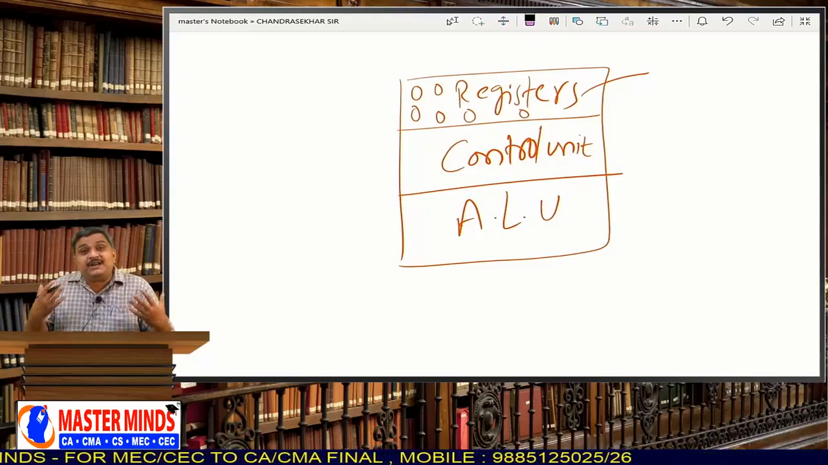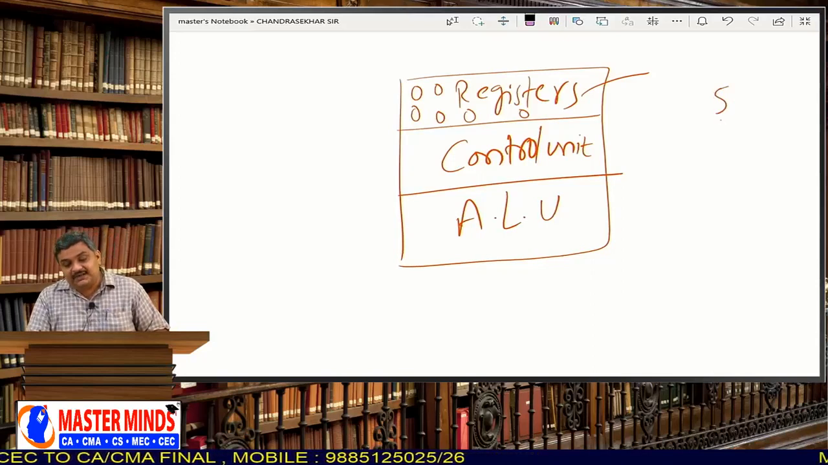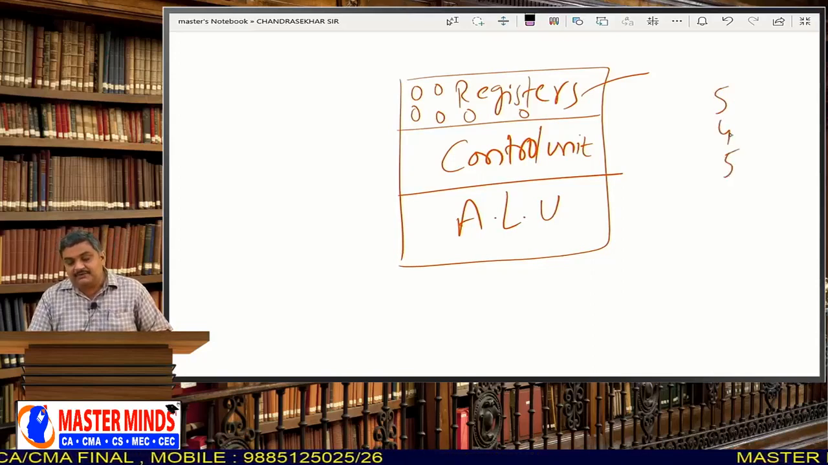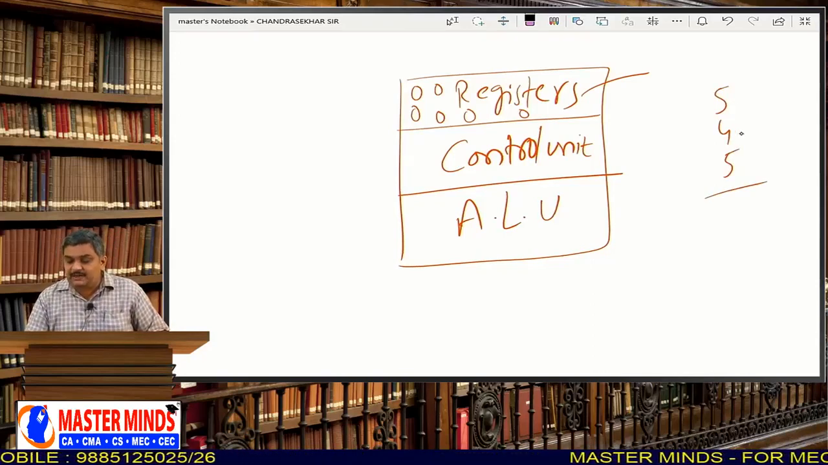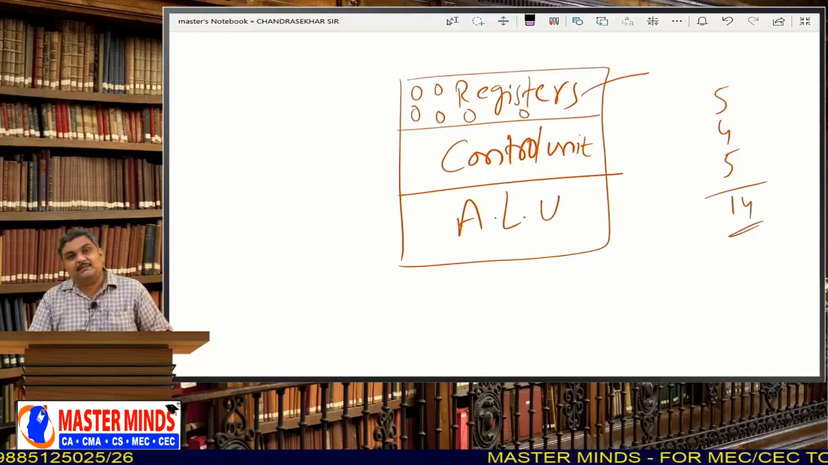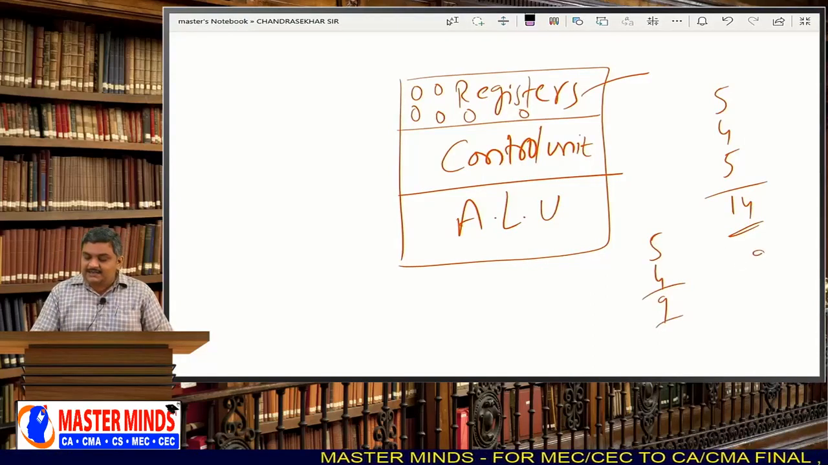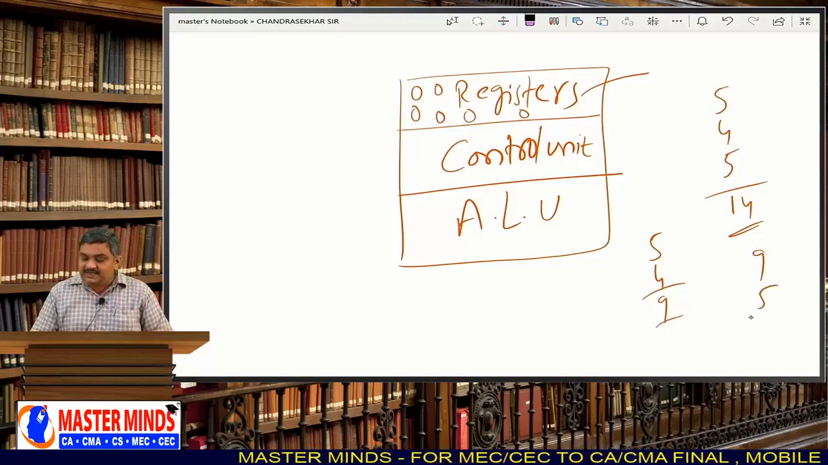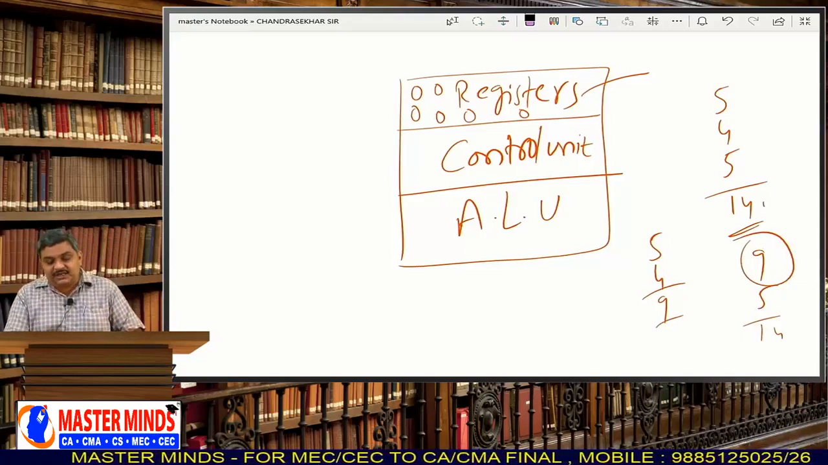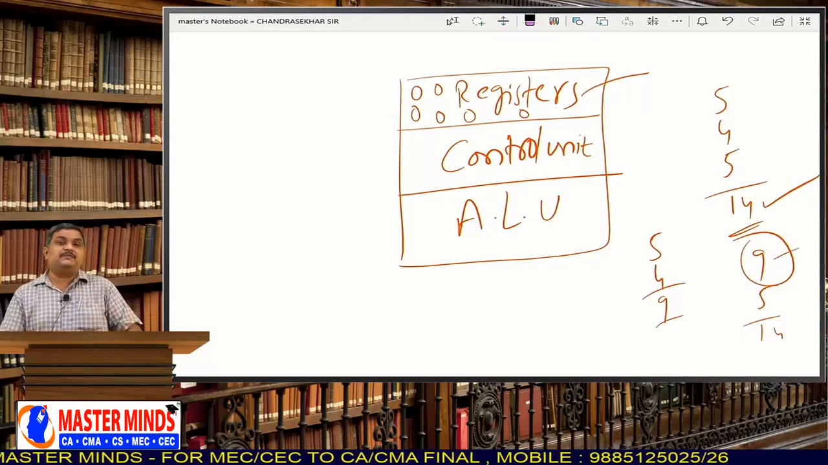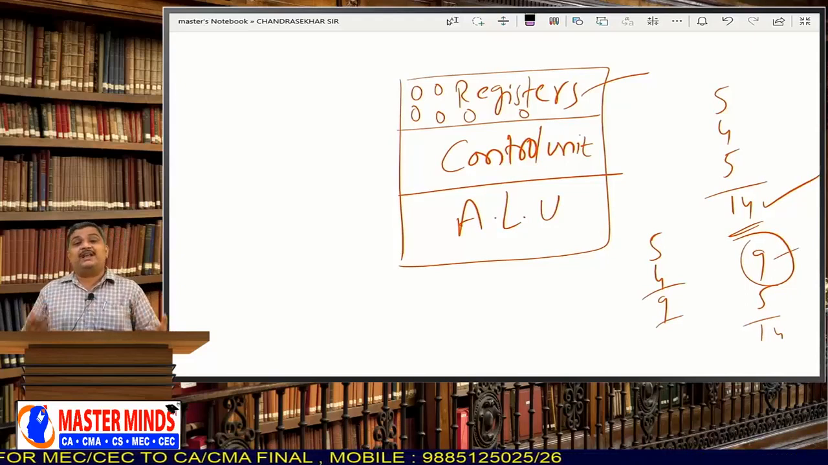Intermediate results means, for example, the computer won't do list addition. If you give 5, 4, 5, what is the sum? We will generally do it this way: 5 plus 4, 9, 9 plus 5, 14. But the CPU will not do it that way. First the CPU will add 5 and 4 to get 9, and 9 is kept separate and again 5 is added to 9. So this 9 becomes an intermediate result. The final result is 14. And this intermediate result is stored in one register that is called the accumulator.